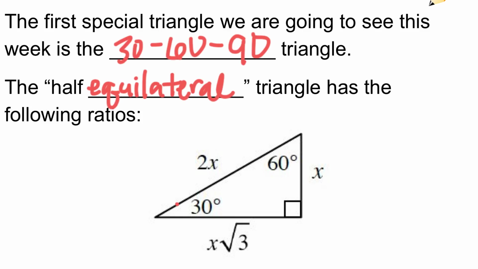Whenever this is 30, the side on the opposite side is always going to be x. And I'll show you how to use this in a little bit. 60, the side opposite of that is always going to be x square root of 3. And last one, opposite of the 90 is always going to be 2x. Now make sure you write this down. This is probably going to be the most important part of the video.